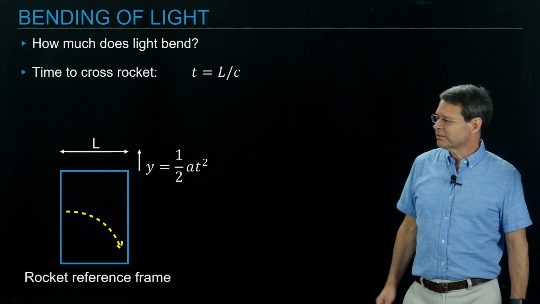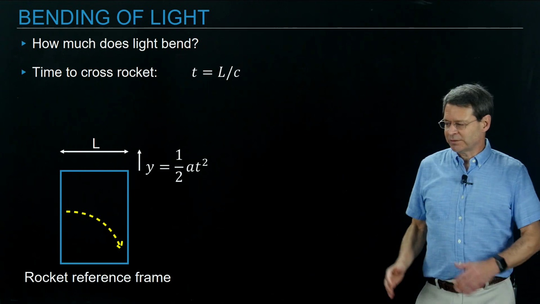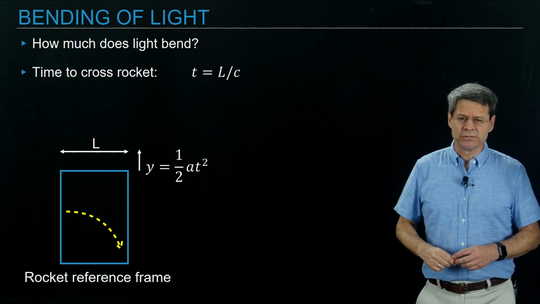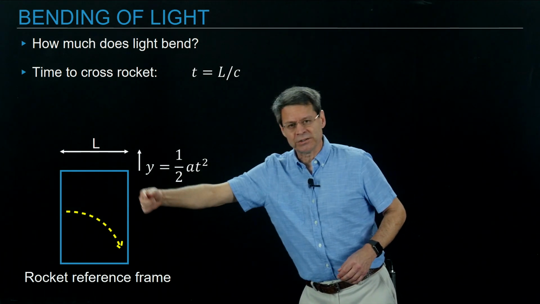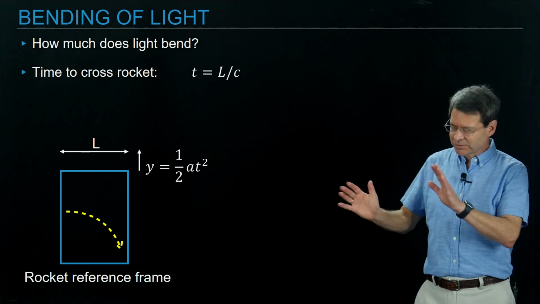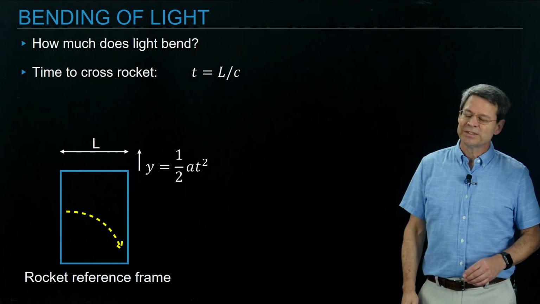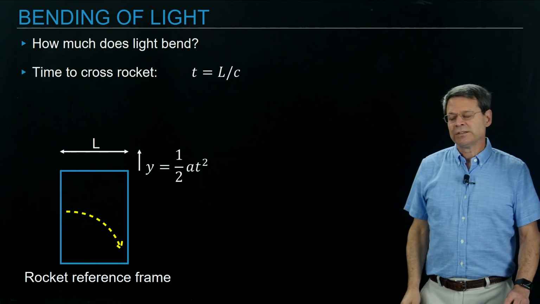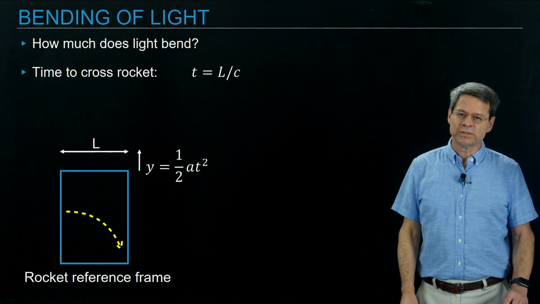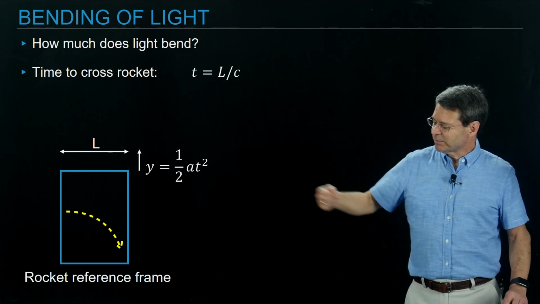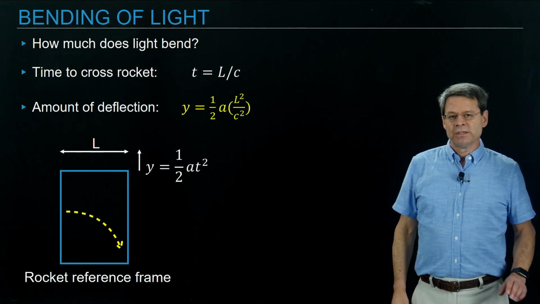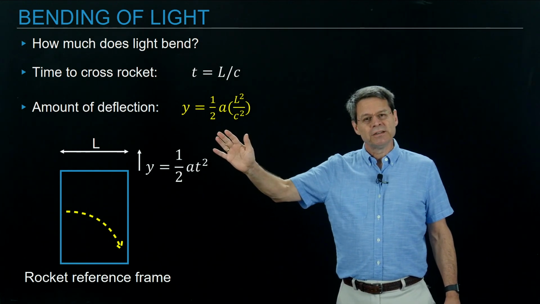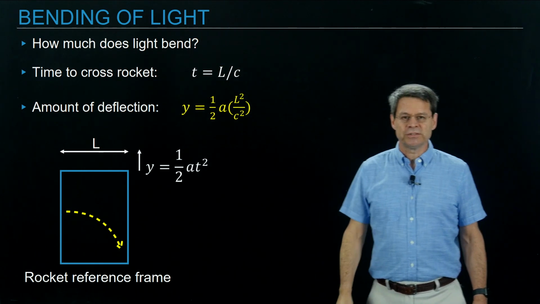So L over c would be the time for the light beam to cross the enclosed compartment of that rocket if the deflection is rather small. Otherwise, we can do it more mathematically correct and work out the curvature there, but let's not do that right now. Let's assume that the deflection is small. So it's L over c for time. We can plug that into 1/2 a t squared and see how much the rocket has moved in the time for the light beam to cross the rocket. That's 1/2 a t squared, but plugging in t is L over c, it's 1/2 a L squared over c squared.